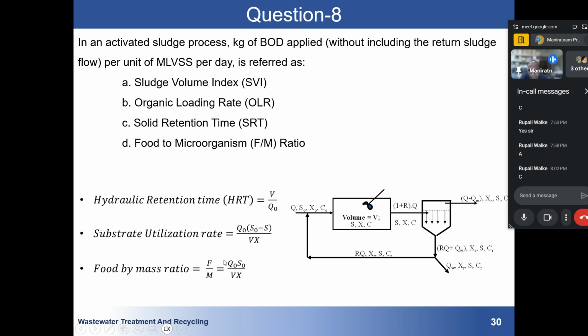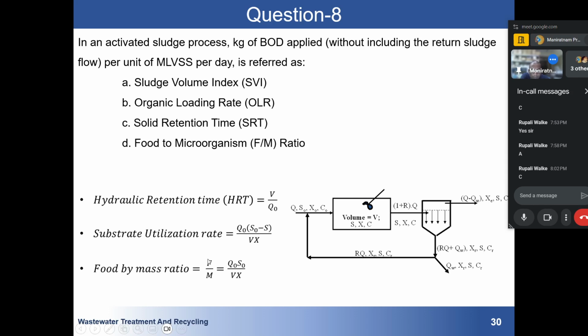And then we have the food to mass ratio, meaning how much food, how much organic matter is there, and how much biomass is there. How much food is there, how much microbes are there. That is known as F by M. Generally a question is asked: if it is a ratio, a ratio is a unitless quantity. But can you say what will be the unit of this F by M?